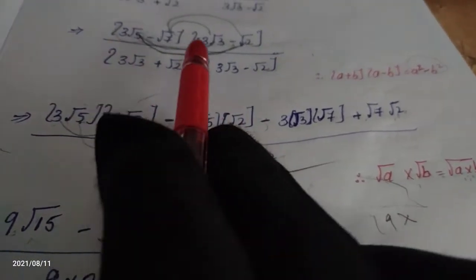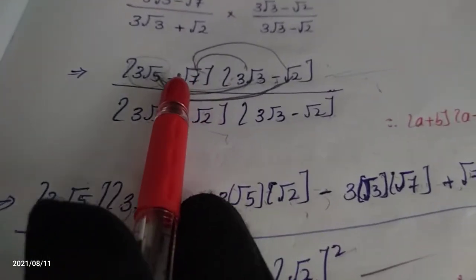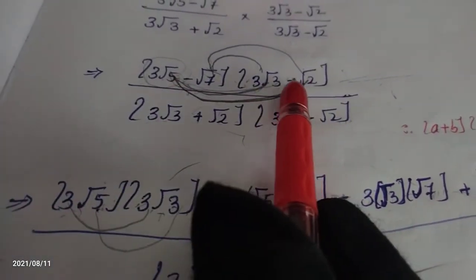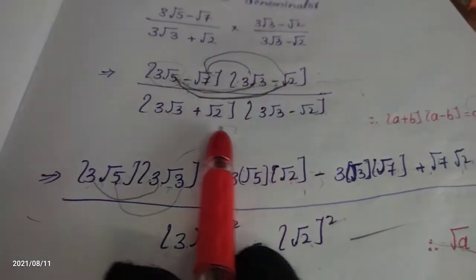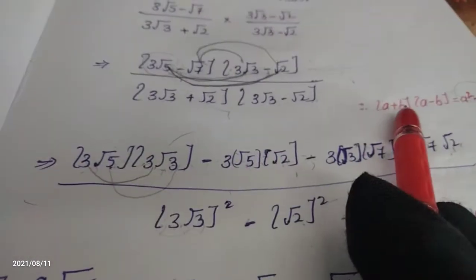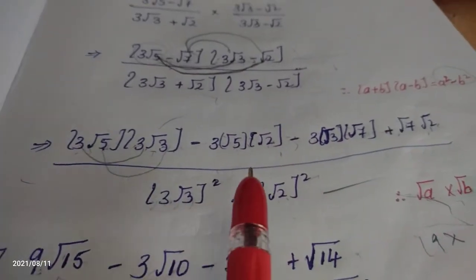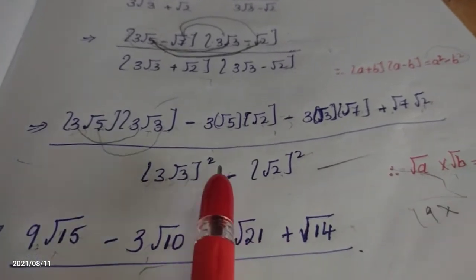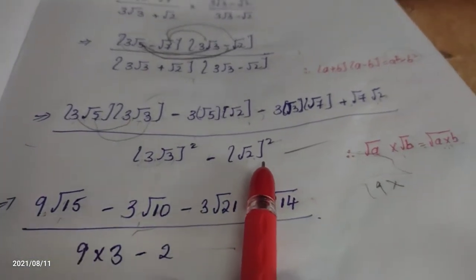In the numerator, no formula is applicable, that's why we are multiplying each term with the other. In the denominator, we are using the formula. We are converting it to the RHS. That formula we have to apply and convert this expression up to this form. Okay, up to that clear?